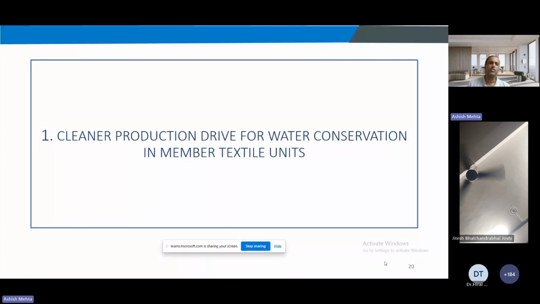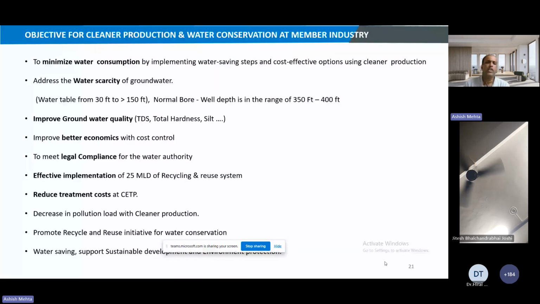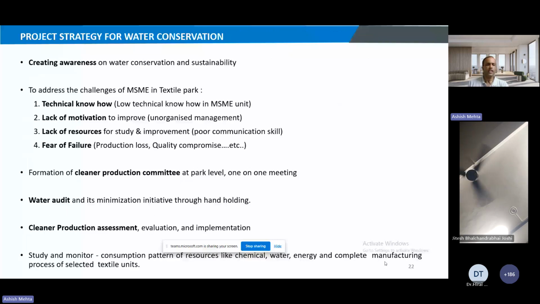We started with the awareness campaign on cleaner production for water conservation. Now, why did we have to implement this? Because we could see there is a change in the groundwater pattern. The water table has dropped from 30 feet to 100 feet, particularly in the summer season. And if you want a normal borewell, you need to go up to 300 or 350 feet. So there would be a change in TDS and hardness. There would be an increase in water extraction cost, so it will also increase the CETP cost. So to decrease the pollution load, promote recycle, and ensure water saving measures, we onboarded our member industries who are discharging their effluent to us.